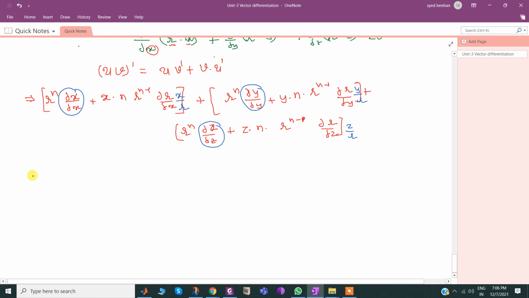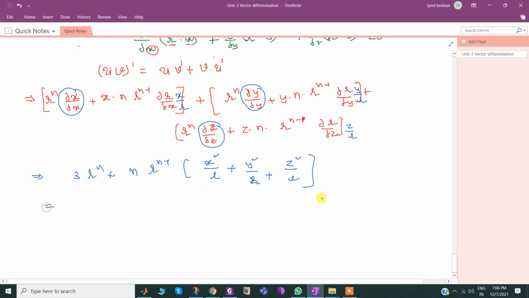Now substituting that, here r^n, r^n, r^n, that is 3r^n, plus here I can take n times r^(n-1) common. So x times x/r will be x²/r, plus y times y/r, y²/r, z times z/r, so z²/r.